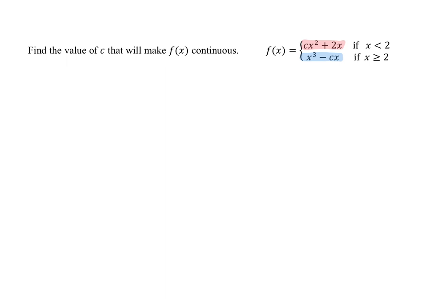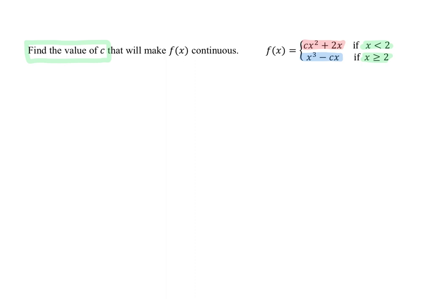Now let's look at their individual domains. The first function is for x values less than 2. The second function will be for x values greater than or equal to 2. So imagine these two functions: we need them to meet up at 2 and they need to be continuous. We're trying to find the value of c that will force the functions to be continuous at 2. In other words, we want the functions to meet up together and be continuous at 2.